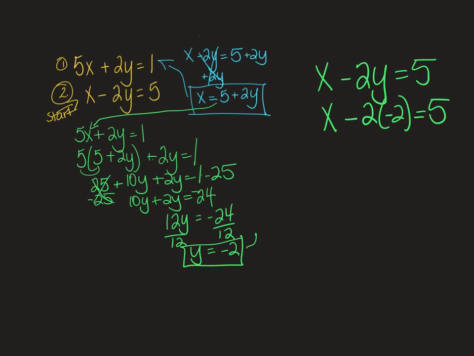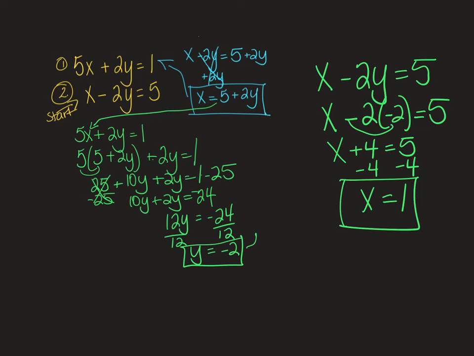So x, and then you're going to multiply negative 2 times a negative 2, which gives you a positive 4. So it'll be plus 4 equals 5. Subtract 4 from both sides. X equals 1. There you have it. That's the value of x, and here is the value of y. So it would be 1 and negative 2 written as a pair. All right, let's do a few more.